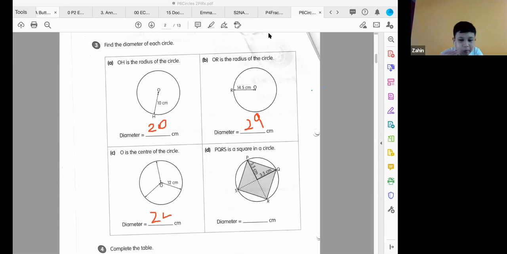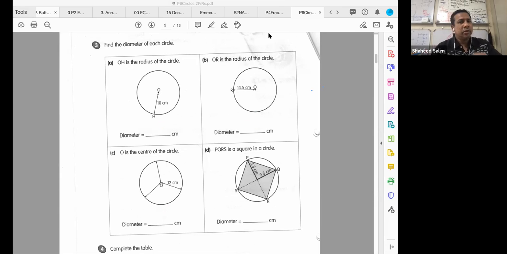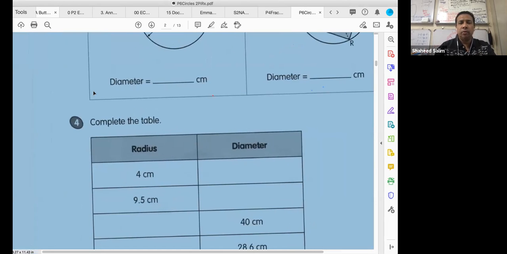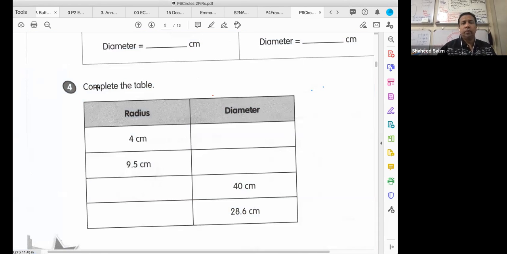Okay, so you see, this is all very basic, very easy. So we are going to move on now. Here we go. This one also you can fit in. If you know the radius, you want to find diameter. So you try now. And go.